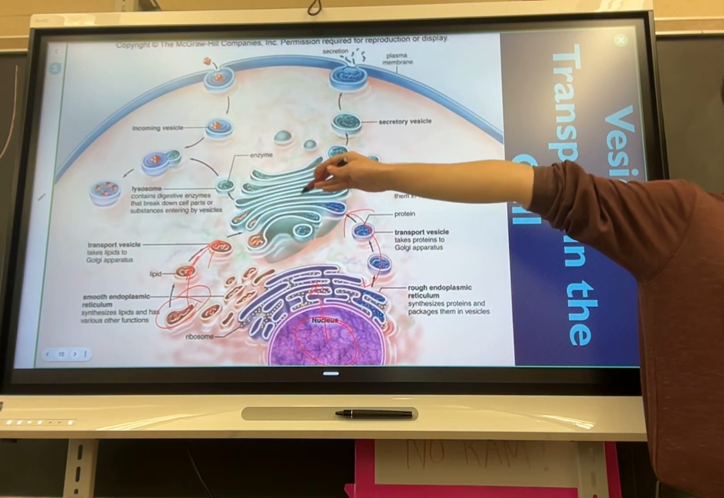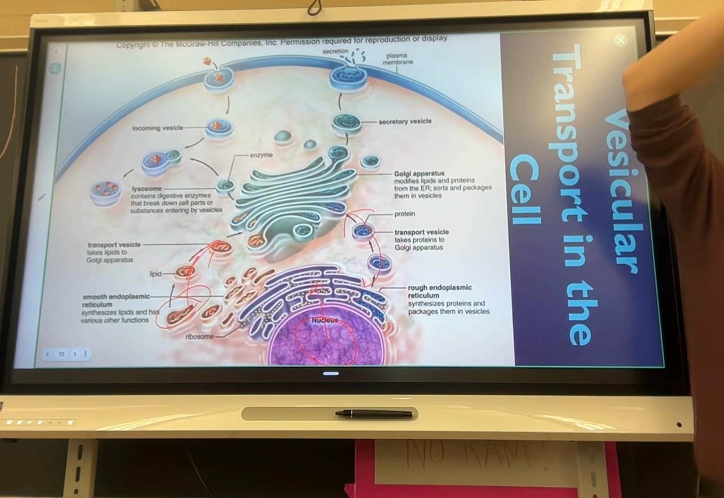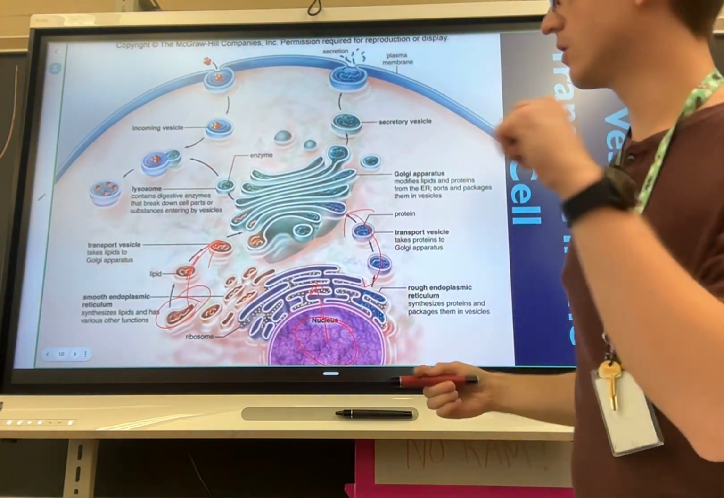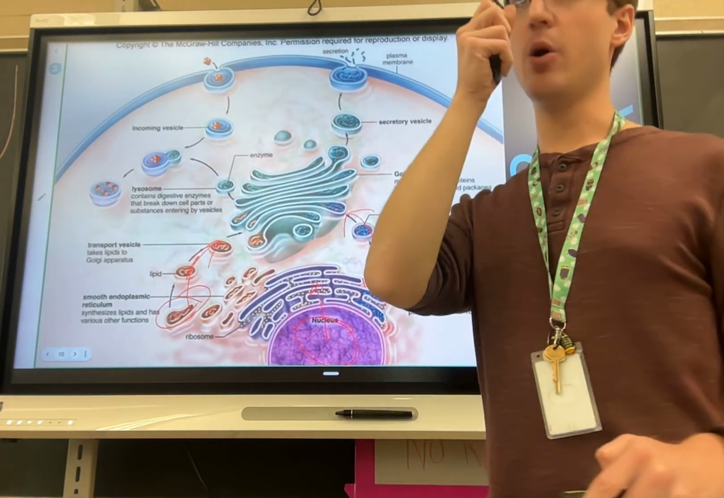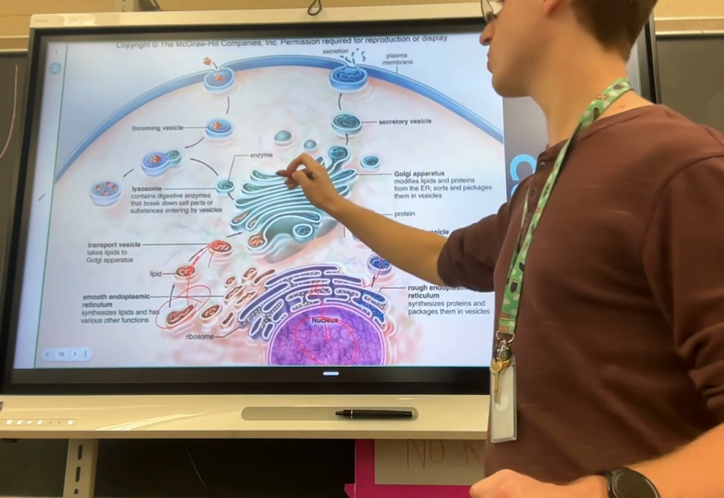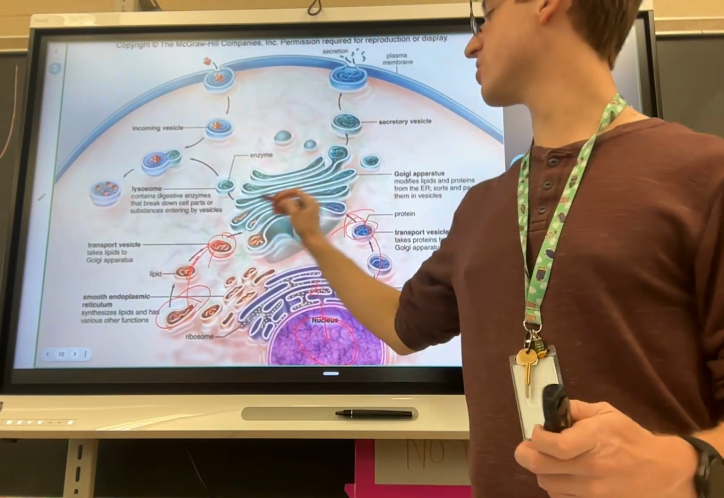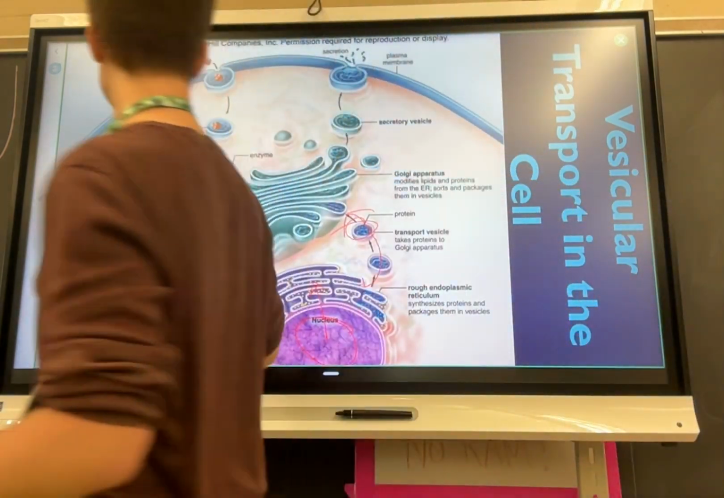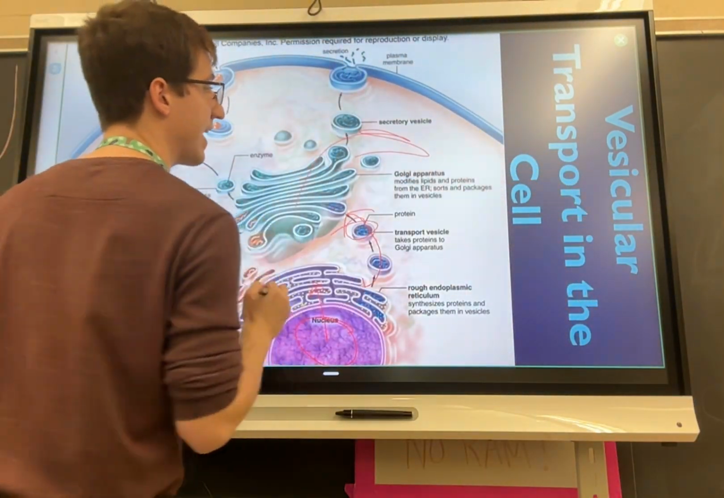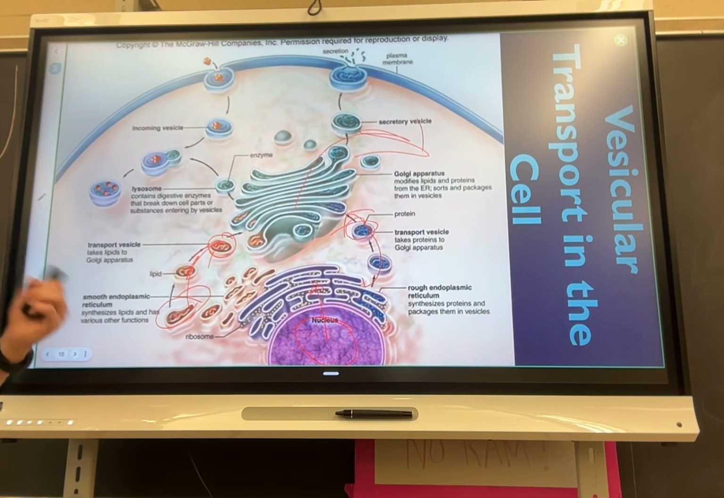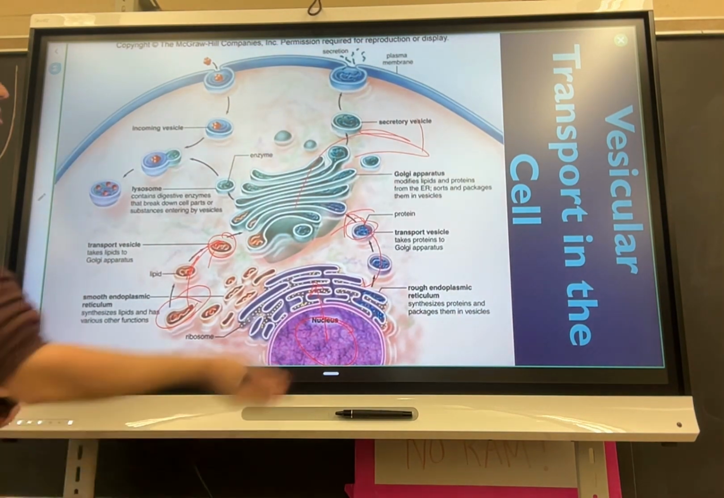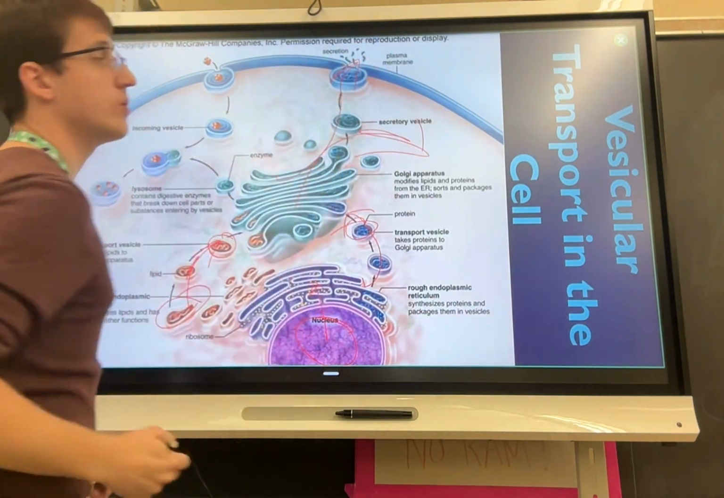What is this organelle? The Golgi apparatus. Good. It's a mailbox. Yes, it is the post office. It's the mail carrier. So it's going to package all of these lipids and proteins with some sort of tag. From there, it can be sent out to a different part of the cell if they need it in a different part of the cell. It can also be sent to the cell membrane.